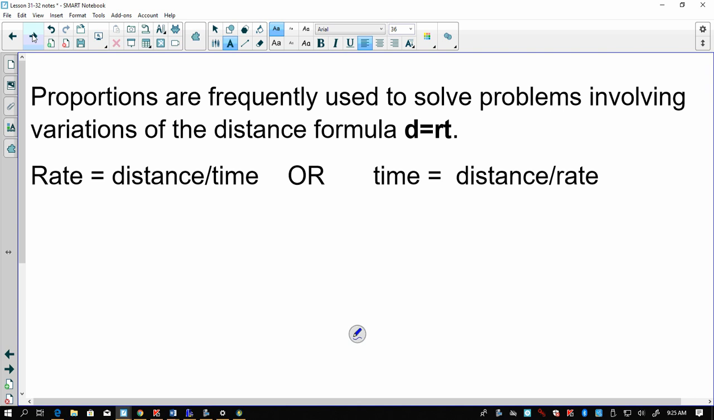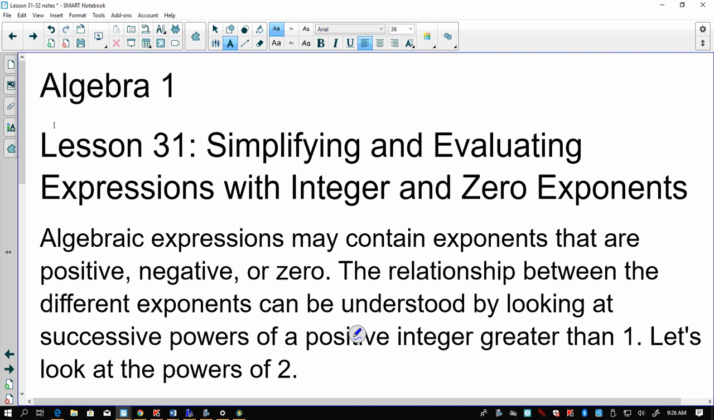If I'm looking at d equals rt and I want to solve for r, I would divide by t on both sides, correct? So r would equal d over t. And the same thing, if I had d equals rt and I want to solve for time, I'm going to divide by r on both sides. So time equals distance over rate. Does all of that make sense up to this point? It's really important that you understand it now because we'll continue to work with it further and further on. Okay?